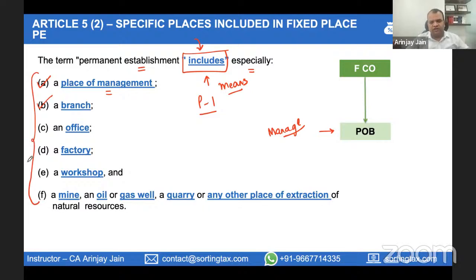A branch of a non-resident is always treated as a permanent establishment in the source state. C, an office, a factory, a workshop, and F, a mine, or an oil or gas well, a quarry, or any other place of extraction of natural resources. So if a non-resident is working in a particular mine where they have a particular place, that can also constitute a PE for the non-resident in the source state. Similarly, oil well, gas well, quarry, or other places of extraction of natural resources can also be covered.